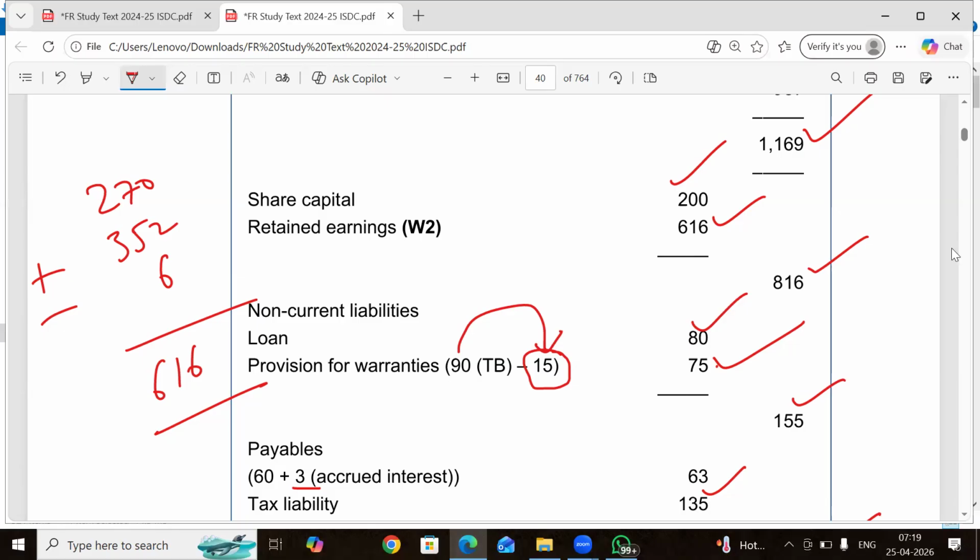So under provision means, let's say we wanted to pay tax of 90, but we paid 80. So we didn't have money. So 10,000 was the under provision.